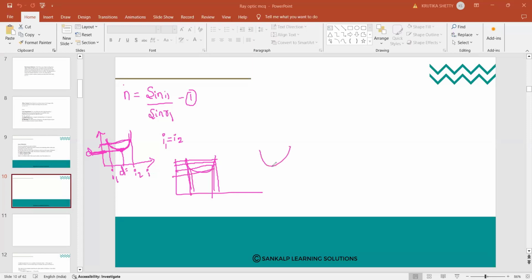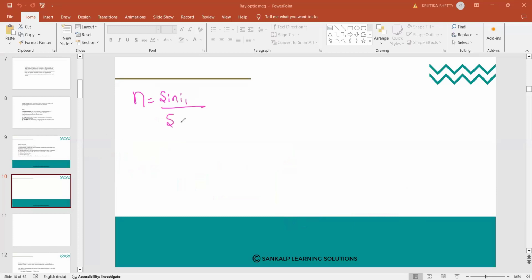But when the minimum deviation comes, from there the angle of deviation increases. So at this point I1 is equal to I2, when you have the minimum angle of deviation. Therefore, we can do the substitution here: at minimum angle of deviation, I1 is equal to I2 and R1 is equal to R2.